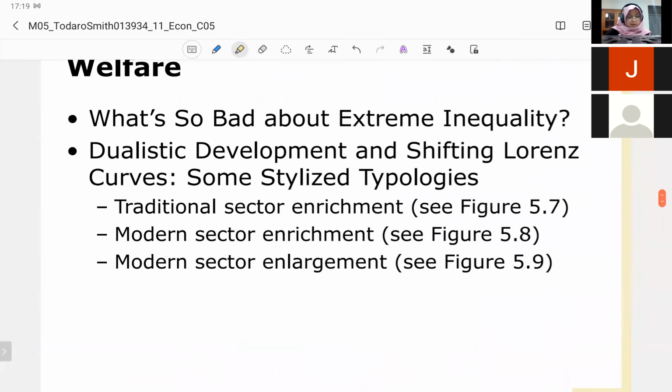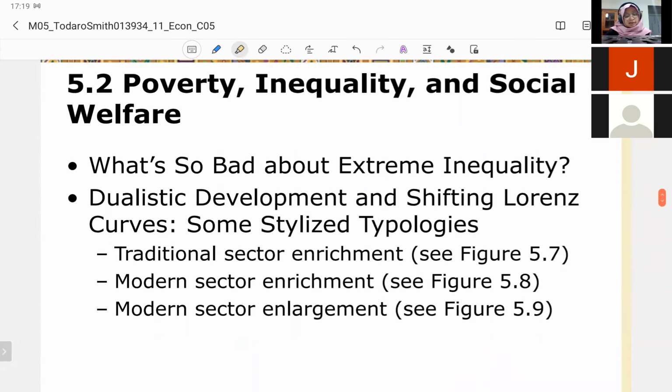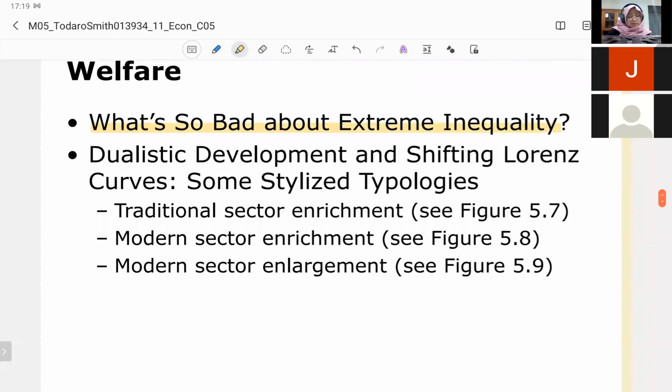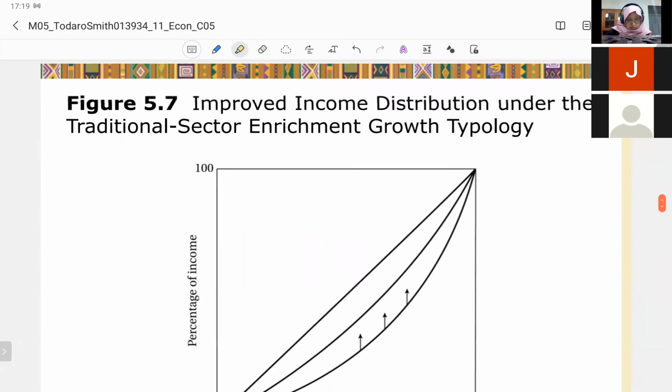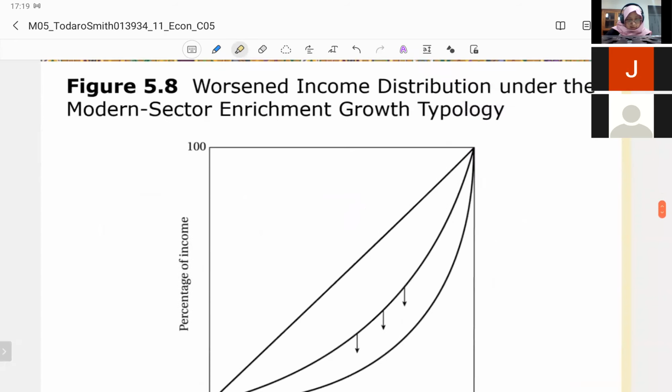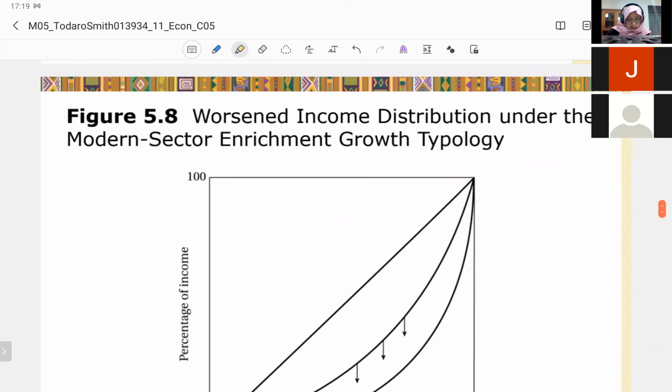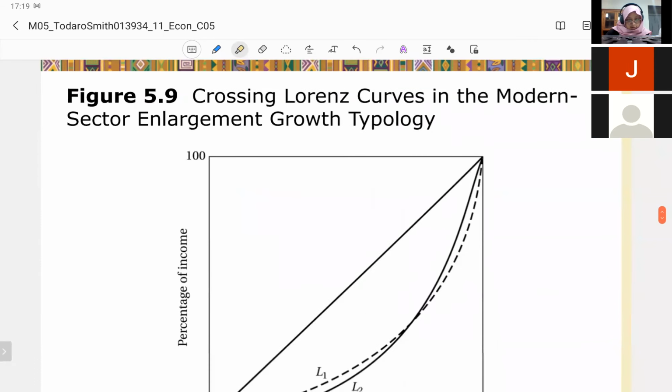And then we will discuss poverty, inequality, and social welfare. What's so bad about extreme inequality? So there is a dualistic development and shifting Lorenz curve. Some styles, typologies. So let's see the traditional sector enrichment, distribution, and the modern sector. Okay, let me take a look at this.